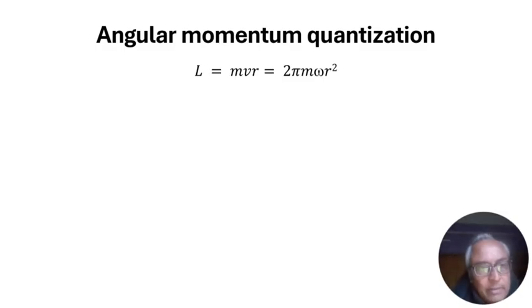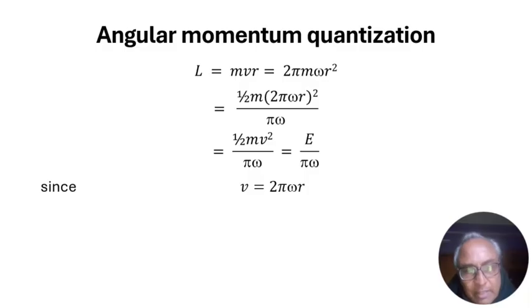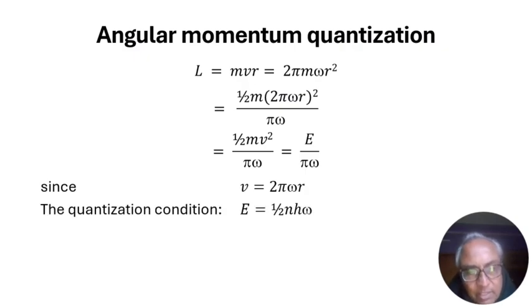Bohr then provided a simple interpretation of his quantization condition in terms of the angular momentum L equals mvr, which can be written as 2 pi m omega r squared, and this can be written as half m into 2 pi omega r whole squared by pi omega, which, when we recognize that v equals 2 pi omega r, works out as half mv squared by pi omega, or E by pi omega. So then the quantization condition E equals half n h omega becomes E equals pi omega L.